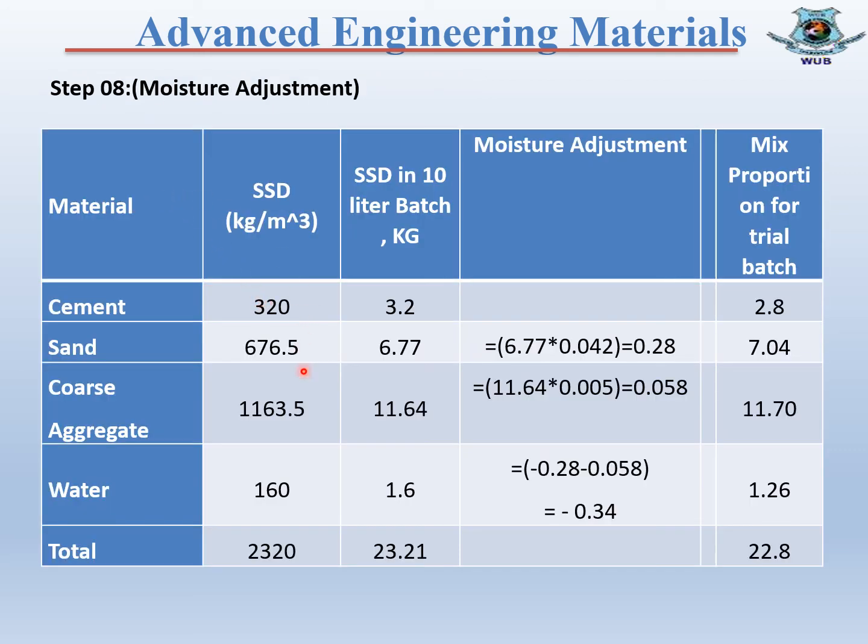Here we have summarized all the items we have calculated previously. The cement content we have calculated is 320 kg per meter cube, sand content 676.5 kg per meter cube, and so on. And these are the quantities and items required for 1 meter cube of concrete construction. And using this content or weight, we can also calculate the mix ratio.